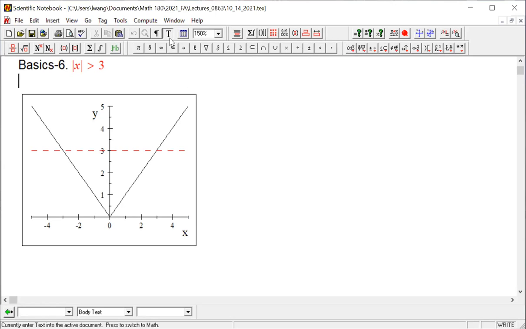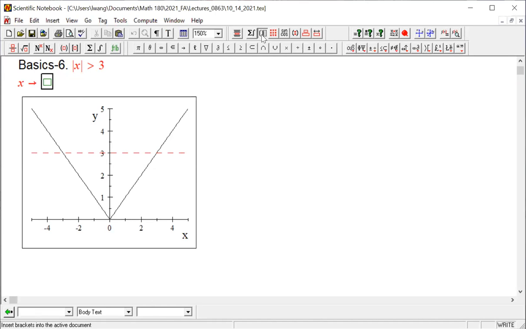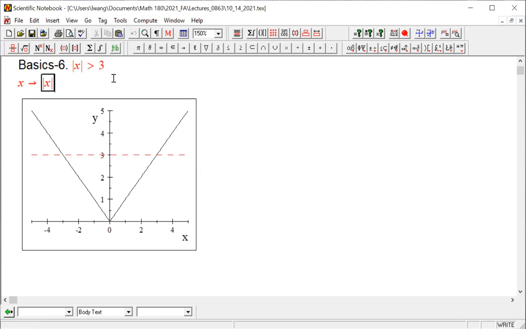Okay, so you still have that input, and the rule here, and you want the output to be larger than 3. So where do you find those numbers? You identify these 2 points, right? And what are the inputs that will cause the output larger than 3? These are larger than 3.